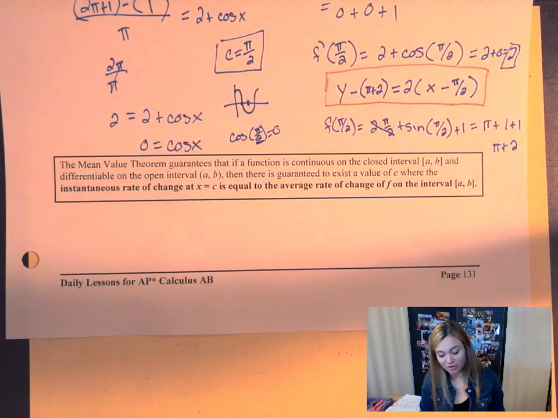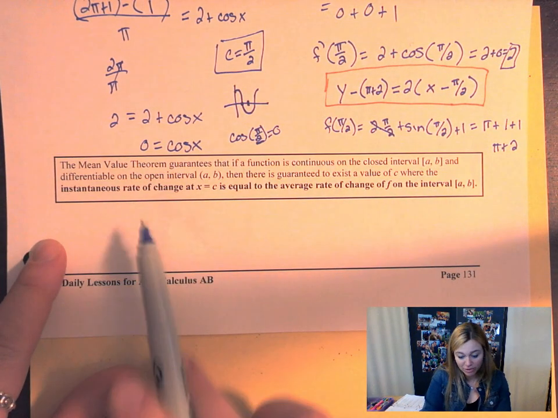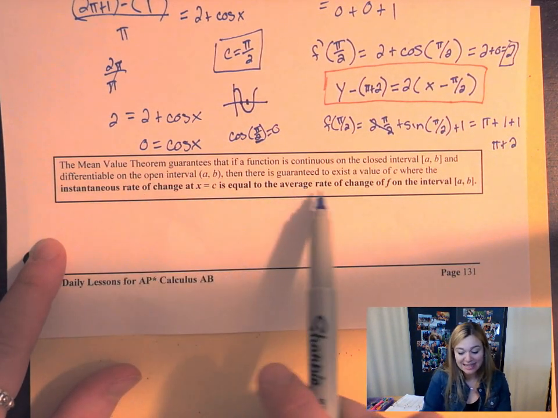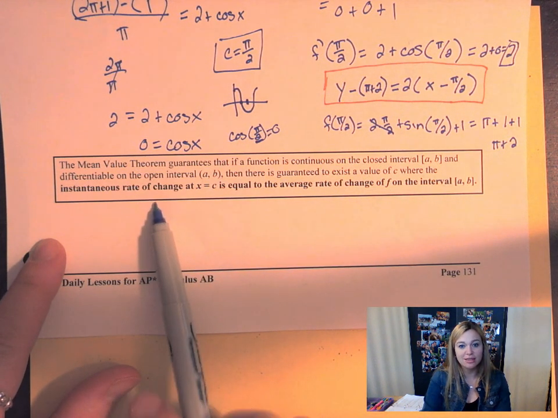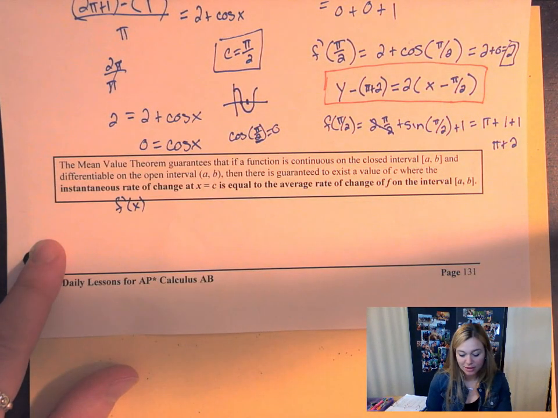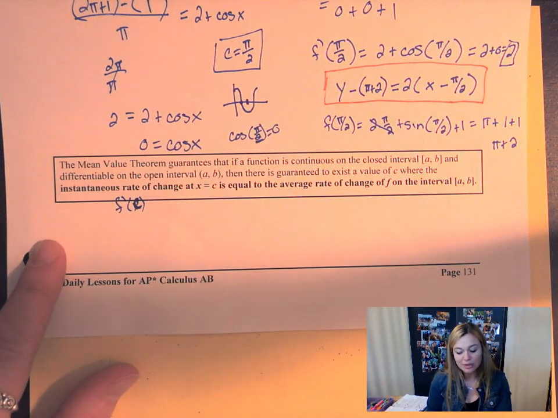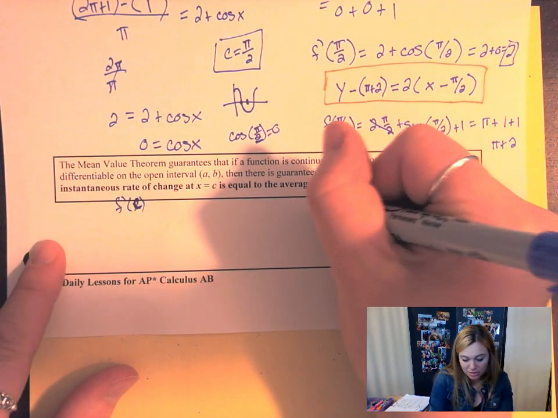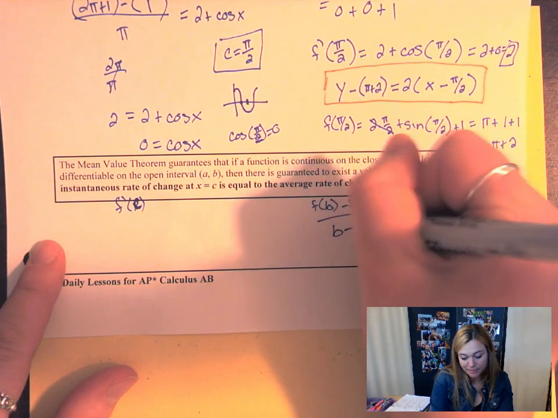The mean value theorem guarantees that if a function is continuous on a closed interval, differentiable in the open interval, then there is guaranteed to exist a value of c where the instantaneous rate of change, this is the slope of the tangent, f prime of x at x equals c, so I can even say f prime of c, is equal to the average rate of change, f of b minus f of a over b minus a.